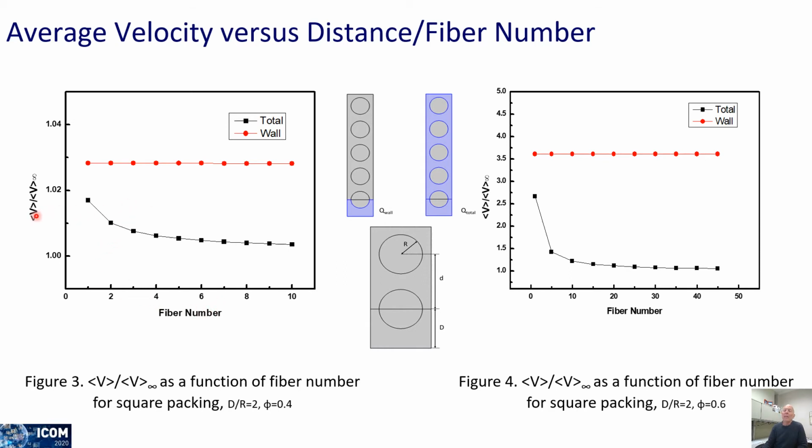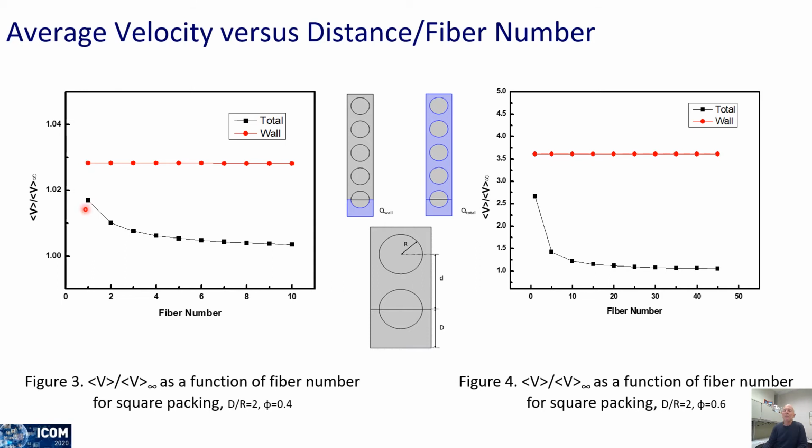If we look at the average velocity in the region around the fiber closest to the wall relative to the velocity that we would see around a fiber in an infinite bundle, it doesn't depend upon fiber number, first of all, and it's slightly larger than the average velocity for a fiber infinitely far from the wall or in an infinite bundle. In this case, the velocity in that region is only about 3% higher.